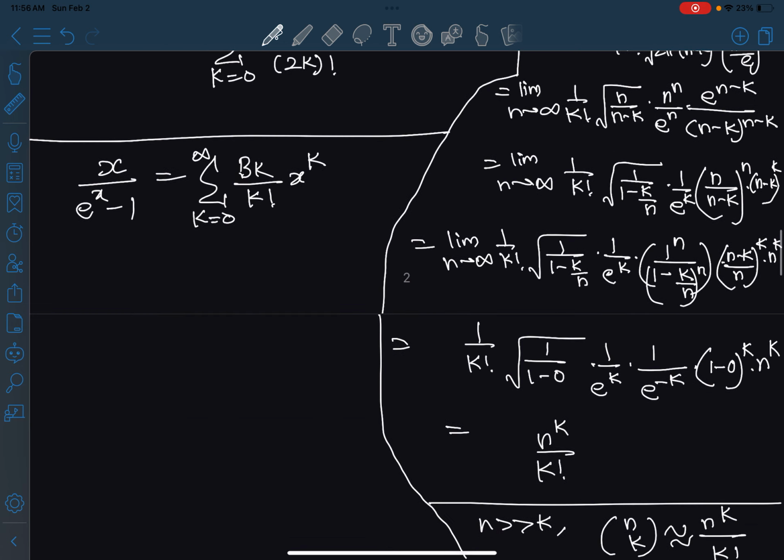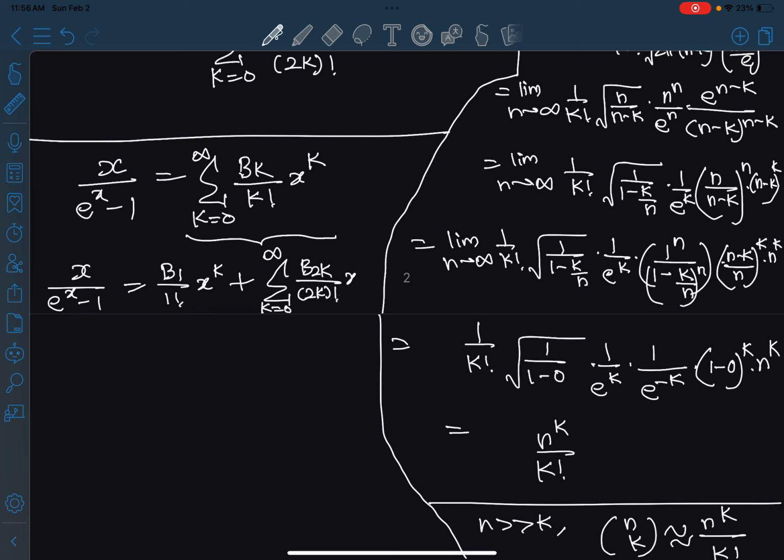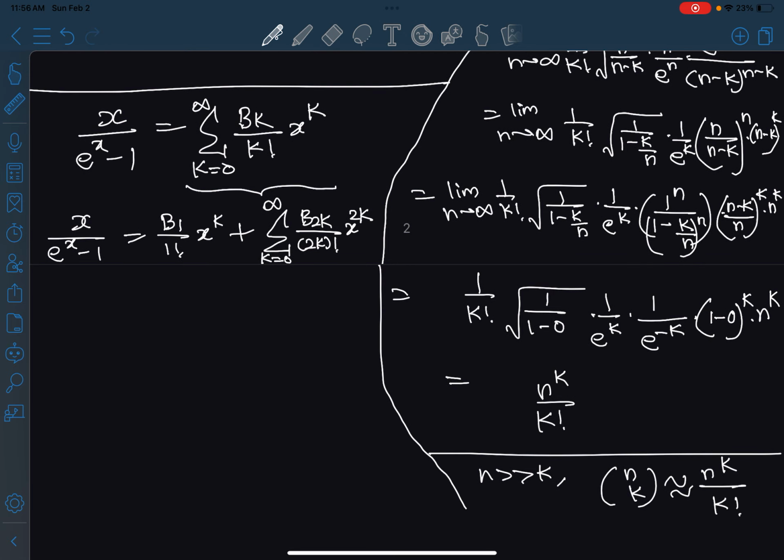So what you can do is, if you subtract the term involving x to the power 1, involving b sub 1, then all the terms left in this sum will be even, right? So that's what we are trying to do. If we isolate this b sub 1 by 1 factorial x to the power k, since all the odd terms are 0, this is the same as writing the sum from k equals 0 to infinity of b sub 2k by (2k)! x to the power 2k, right? Because all the odd Bernoulli terms go to 0, so effectively only even terms are required.